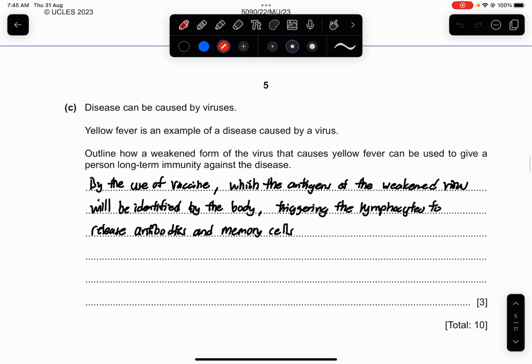Part C. Disease can be caused by viruses. Yellow fever is an example of a disease caused by a virus. Outline how a weakened form of the virus that causes yellow fever can be used to give a person long-term immunity against the disease. So it's of course by the use of a vaccine through vaccination, which the antigens of the weakened virus will be identified as foreign in the body, triggering the lymphocytes to release antibodies and producing memory cells.